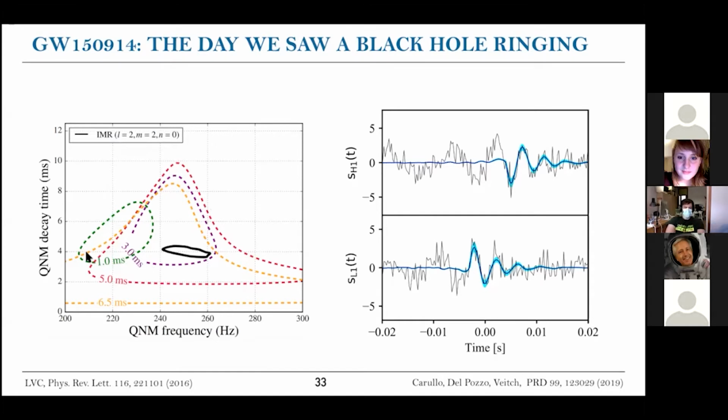So at 1 millisecond you have a very precise constraint, but then at 5 milliseconds you have something which is very large, and at 6 you lose completely information on the frequency. Yeah, thank you. Thanks. Okay.